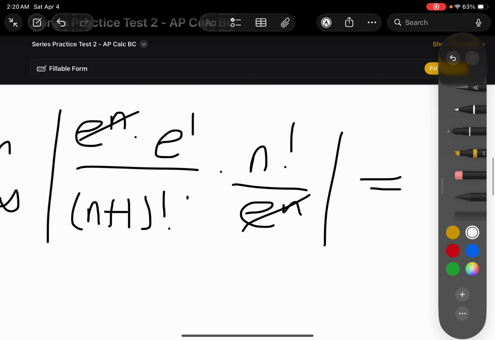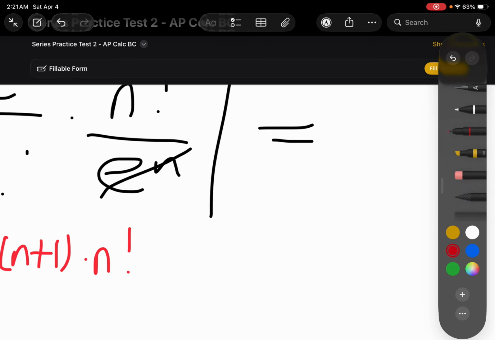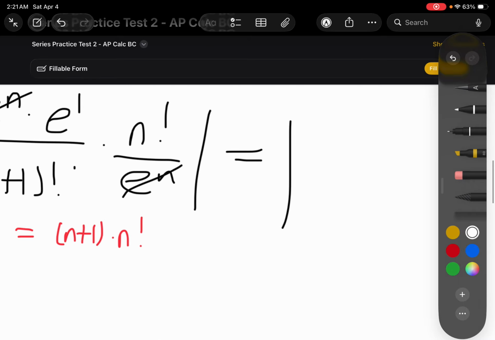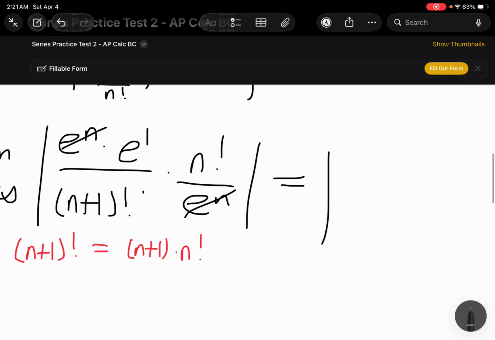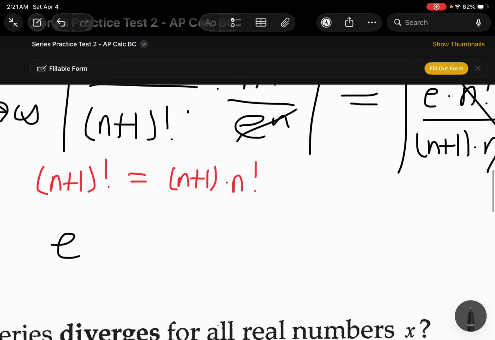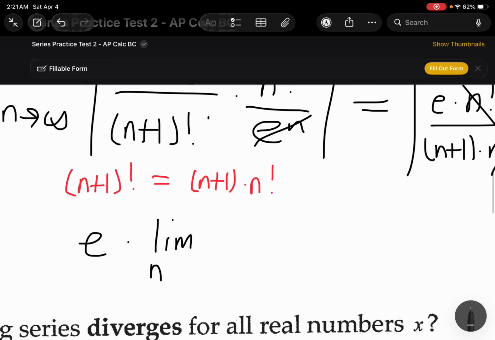Giving us, we can expand this, equals n plus 1 times n factorial. That's a little trick that you guys should have known when Rodriguez was lecturing on ratio test and how to do factorials. Yeah, e times n factorial over n plus 1 times n factorial. Those n factorials cancel out, leaving us with e times limit as n is approaching infinity.